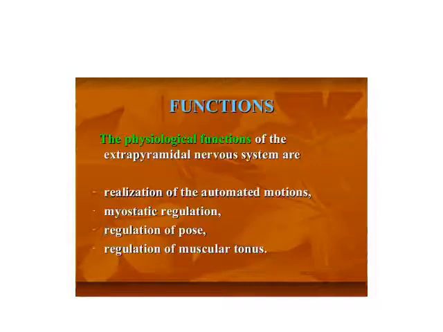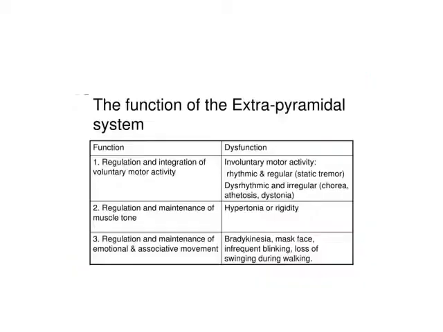What are the functions of the extrapyramidal system? We have physiological functions, which are realization of the automated motions, myostatic regulation, regulation of pose, and regulation of muscle tone. To understand these functions better, we have to know what happens if this function is impaired.